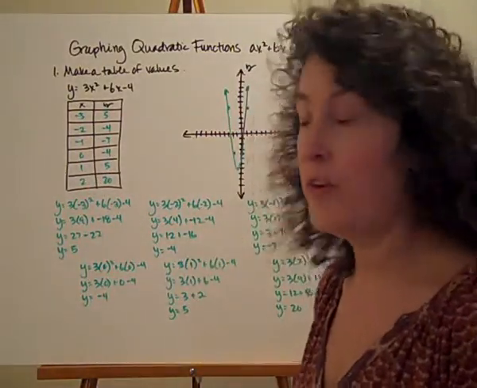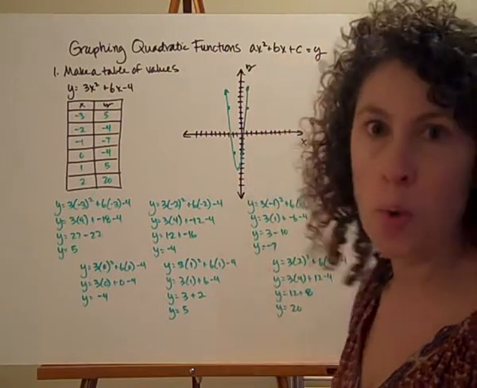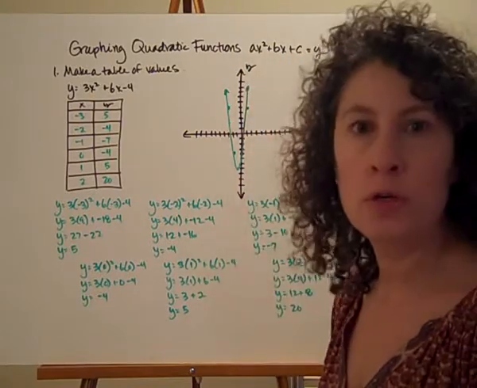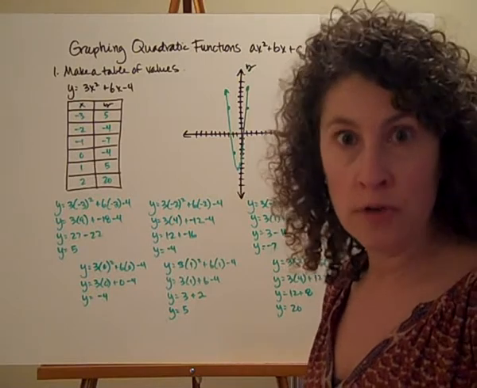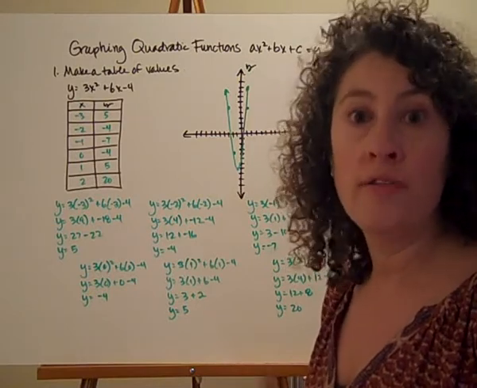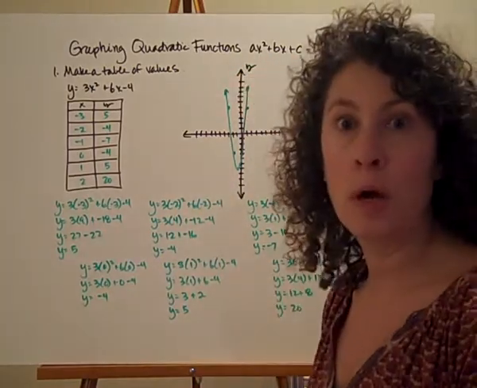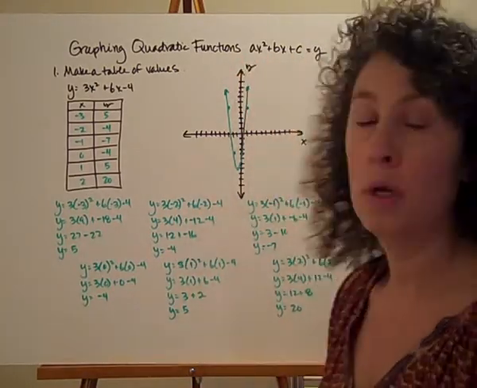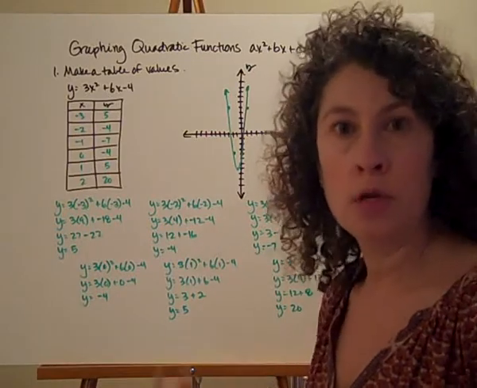Graphing quadratic functions, and we're looking at this form here, ax squared plus bx plus c equals y. This should look very familiar to you. We worked with this a lot in the previous chapter when we were solving equations by factoring. So we did a lot of factoring, and this is an equation that we saw quite a lot, this quadratic trinomial here.